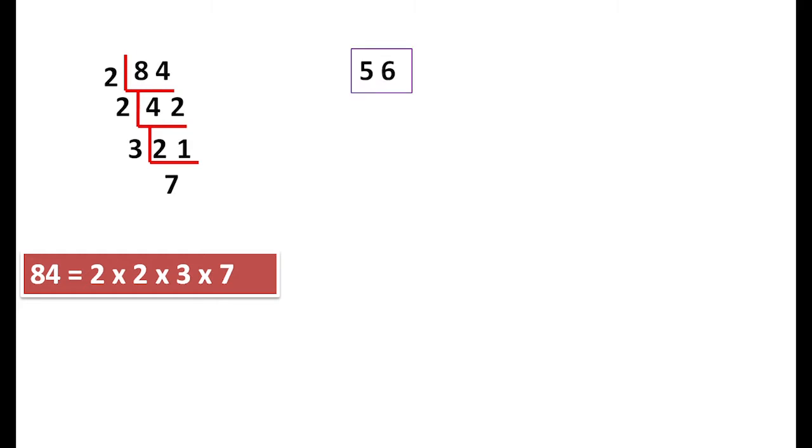Moving to the next example, 56. 56 is also an even number because ones place is 6. 6 is an even number. So we can divide with 2. First we have to do 5 by 2. We know that 2 2s are 4. But remainder is there. 1 is the remainder. That we have to write in between 5 and 6. And consider the next number as 16.